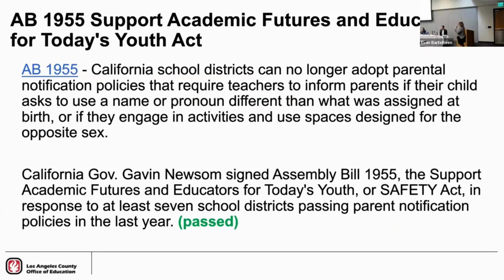And AB 1955, the SAFE Act, the Support Academic Futures and Educators for Today's Youth Act. California school districts no longer can adopt parental notification policies that require teachers to inform parents if their child asks to use a different name or a pronoun other than what's assigned to them at birth, or if they engage in activities and use spaces designed for the opposite sex. If you go to the link and read, there's a lot of other information. It has been very controversial, but it has passed, and we're seeing how that unfolds.